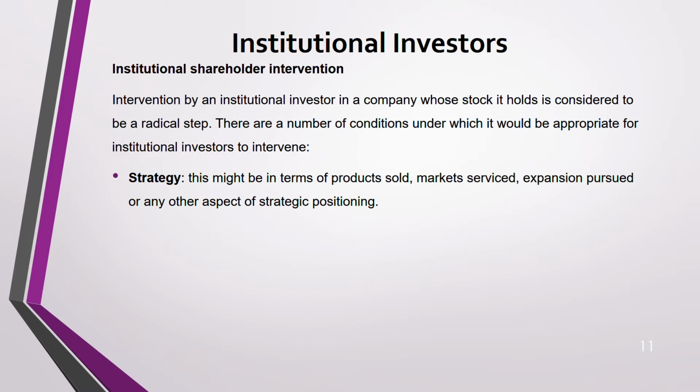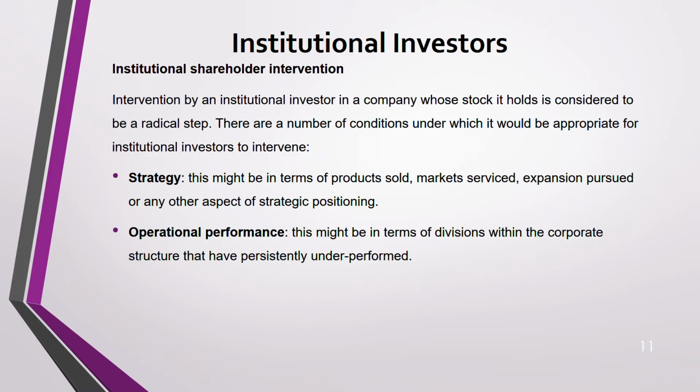the institutional investor has to come and intervene. Second, operational performance. Sometimes what happens, divisions which are not performing so well, you might have to sell them. So there you need to decide whether you have to sell them or keep them. Institutional investors will come again and intervene.